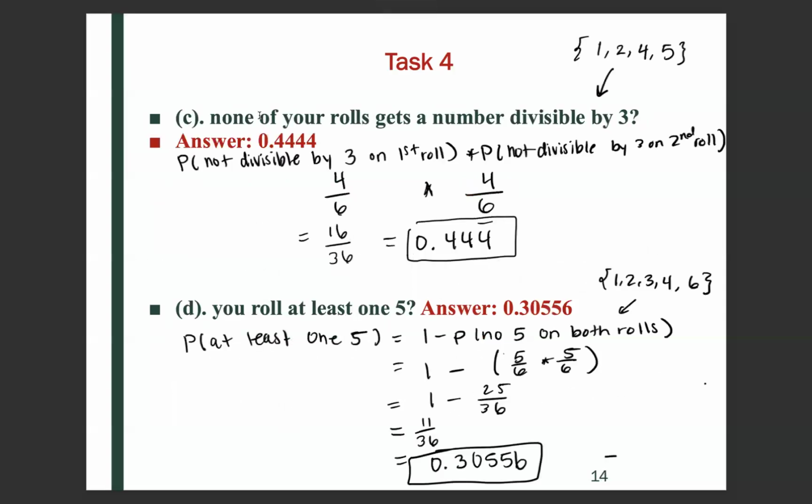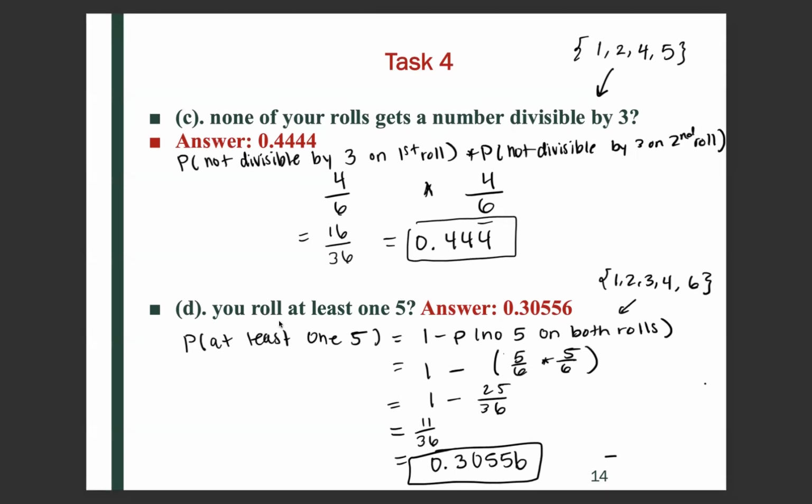What is the probability that none of your rolls gets a number divisible by 3? Here, we want to find the probability of it not being divisible by 3 on the first roll times the probability of not being divisible by 3 on the second roll. The numbers that are not divisible by 3 are 1, 2, 4, and 5. That's a total of 4 numbers out of the 6 numbers on a die. So this would be 4 divided by 6 times, because of independence, 4 out of 6. That's 16 out of 36, or 0.44.